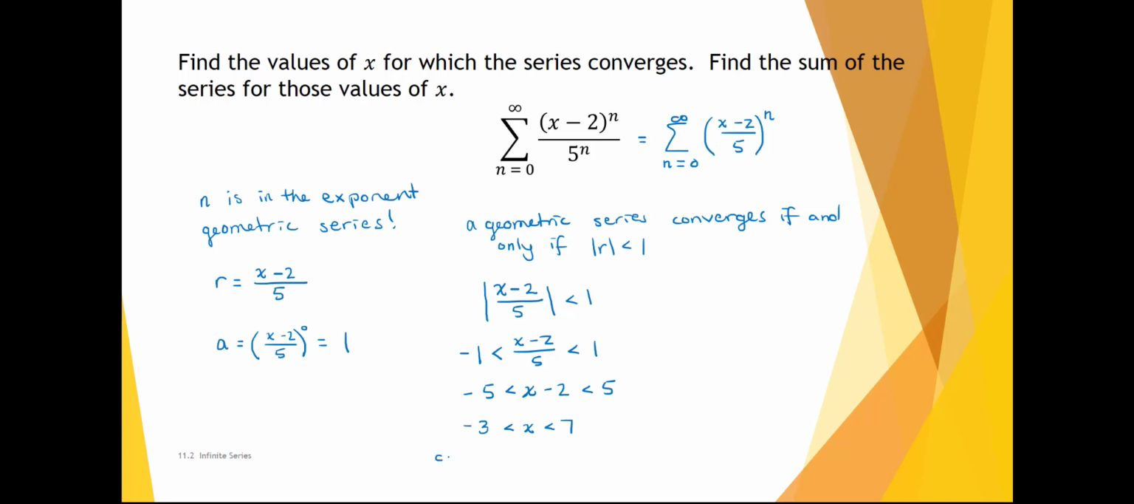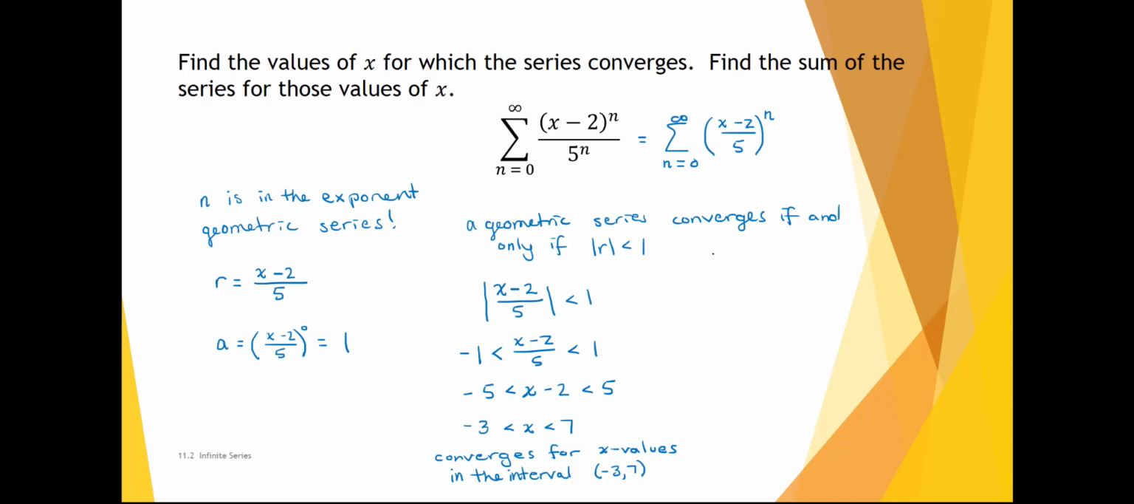So our series converges for the x values that are in the interval -3 to 7. The second part of our question has us find the sum of the series for those values of x.